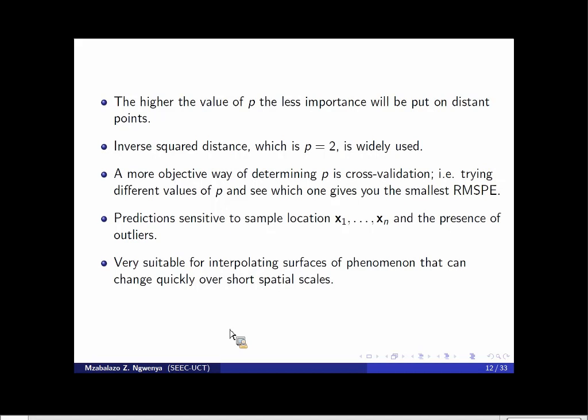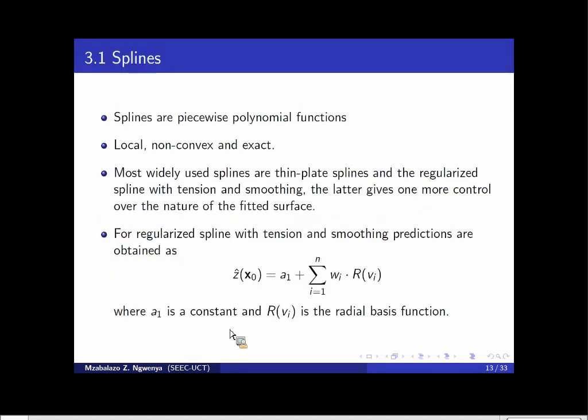And we can just quickly note that it works very well where you're interpolating surfaces or phenomena that can change quickly over short spatial scales. Say maybe elevation. Elevation can sometimes change quite quickly. There it might be flat, then have a ravine or have a mountain. So it works for such a kind of phenomenon. Things like rainfall, not so much. Soil type and soil characteristics change at a more gradual scale. So I will not use that for them.